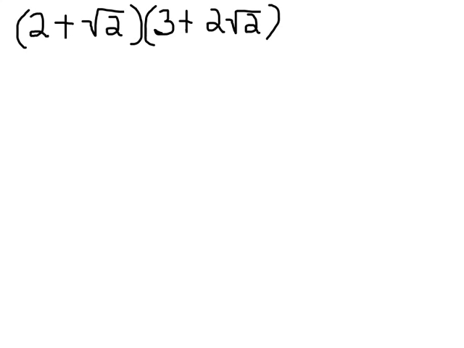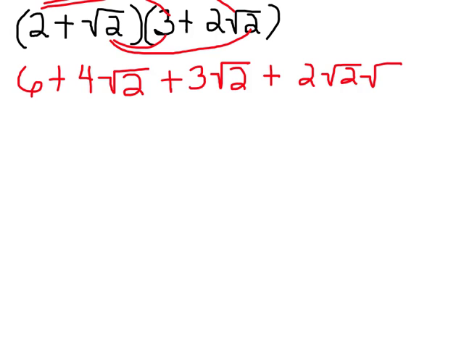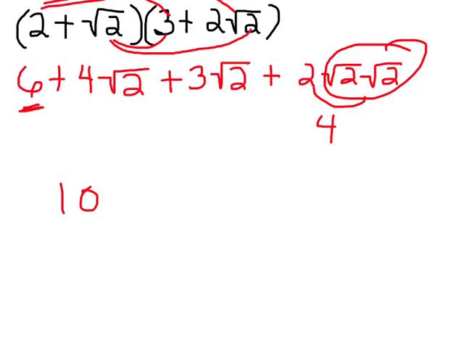Okay, so 2 times 3 is 6. 2 times 2 square root of 2 is 4 square root of 2. And then our inside terms, 3 times the square root of 2 is 3 square root of 2. And then square root of 2 times the square root of 2, so 2 square root of 2 times square root of 2, this is actually 2 times 2, which is 4. Now this 4 can be combined with this 6 for a total of 10. And this 4 square root of 2 and 3 square root of 2 make 7 square root of 2.